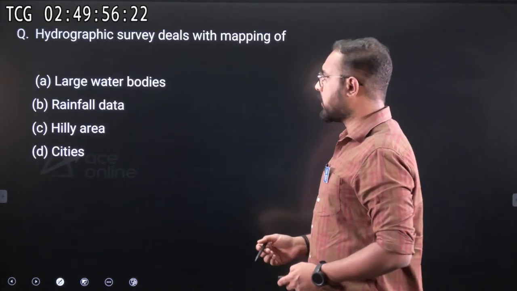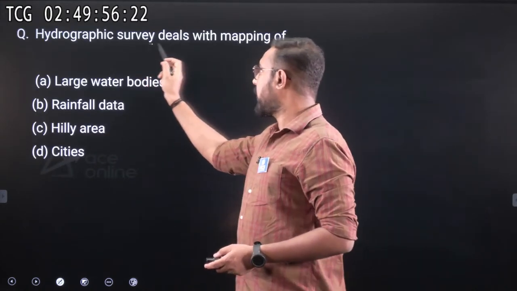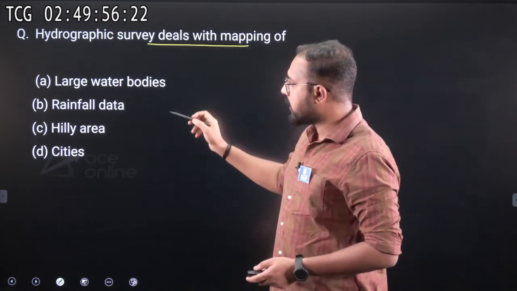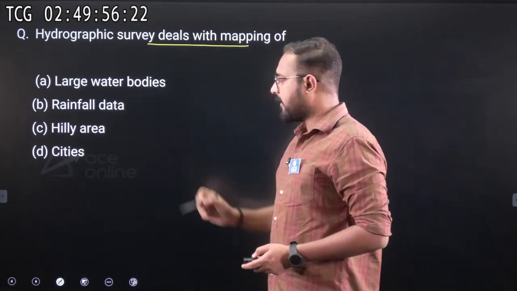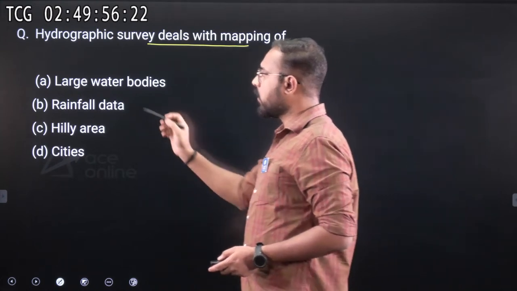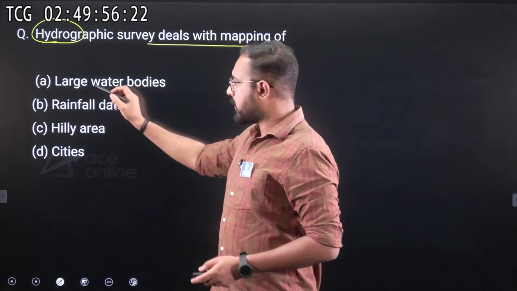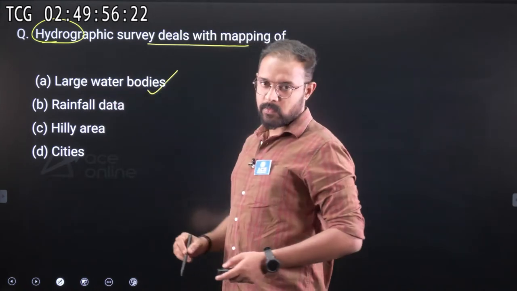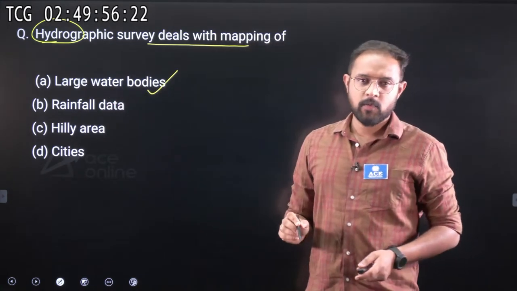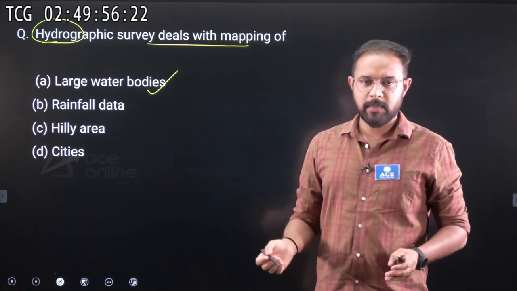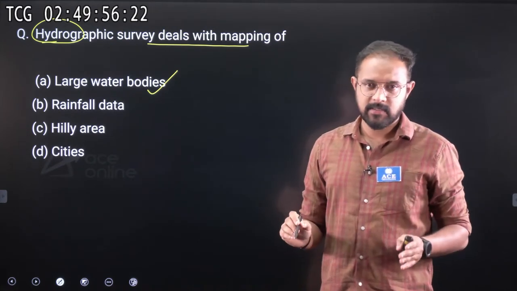Let us look at this question. Hydrographic surveying deals with mapping of what? Large water bodies, rainfall data, hilly areas, or cities. What do you mean by hydro? Hydro obviously means water. So the best possible answer here should be large water bodies. This is a common type of question that they ask in all competitive examinations, including GATE as well as engineering services.